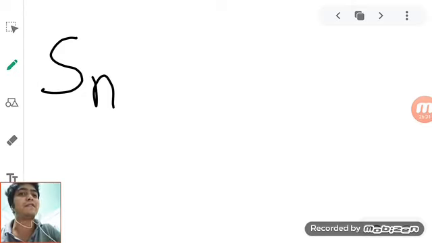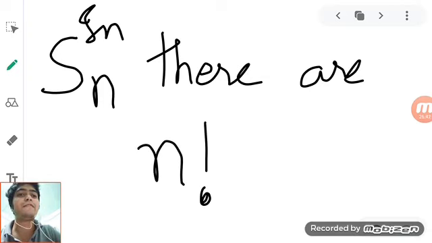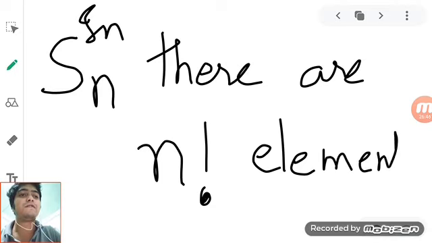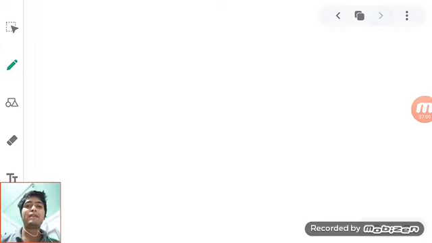In Sn, this one you should remember. Again, I won't go into the details, but you really need it. In Sn, there are n factorial elements. So in S6 there will be 6 factorial elements. That is a huge number. In S3 there are 3 factorial elements. Okay, so let's see.